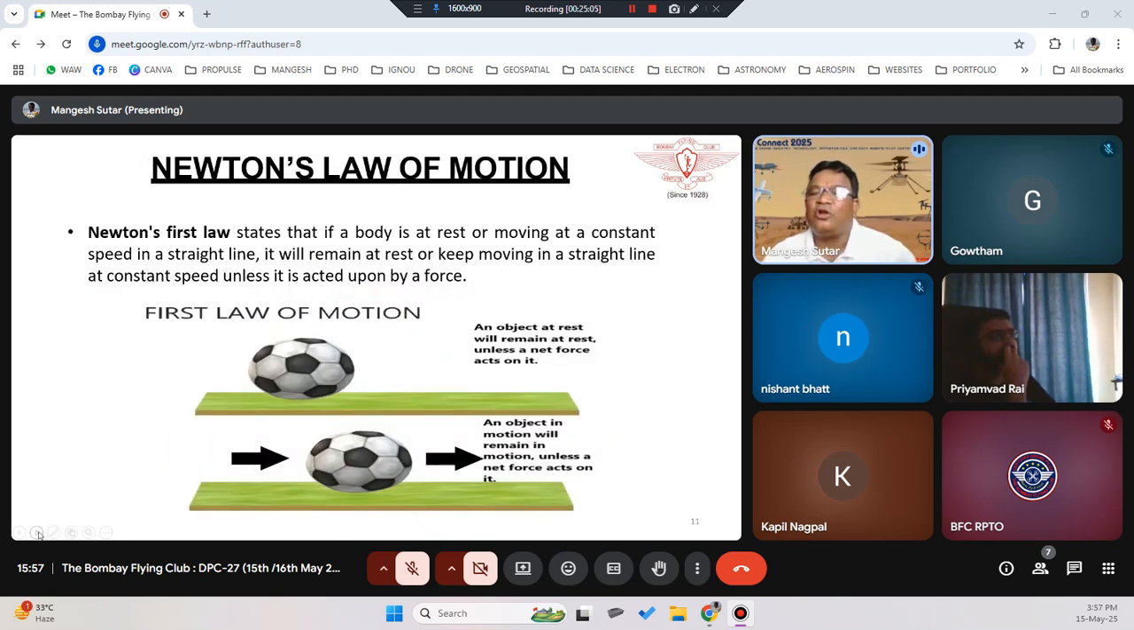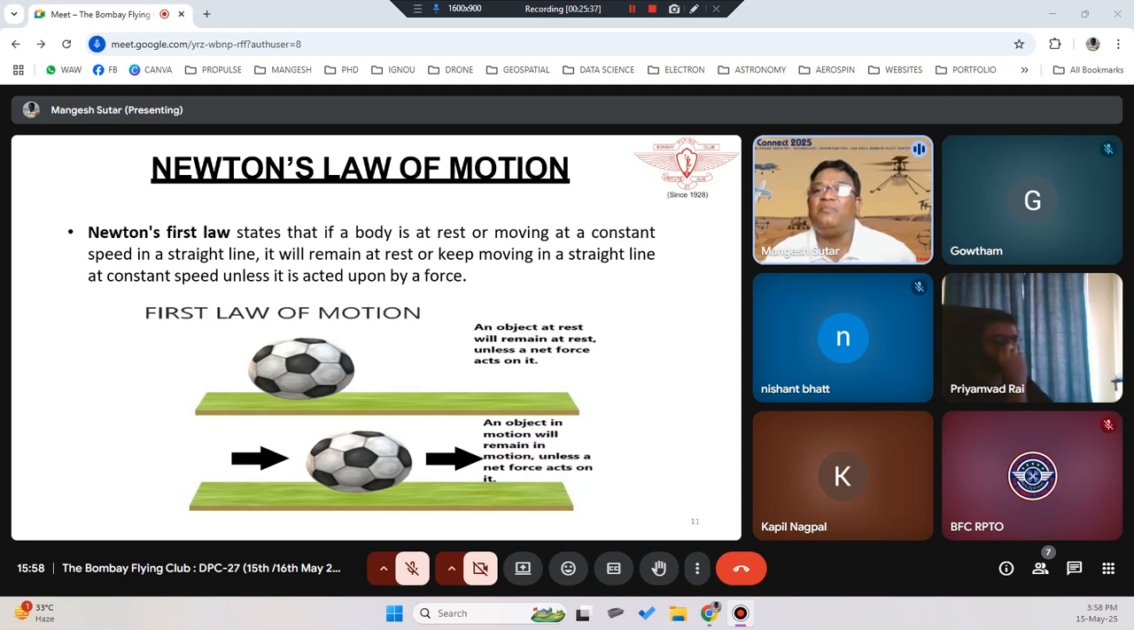As we talked about, Newton came into the picture. Newton's laws of motion. I hope everybody knows what Newton's laws of motion are. Newton was a great scientist; 90% of the physics we learn is given by Newton. The first law states that if a body is at rest or moving at a constant speed in a straight line, it will remain at rest or keep moving in a straight line at a constant speed unless it is acted upon by a force.